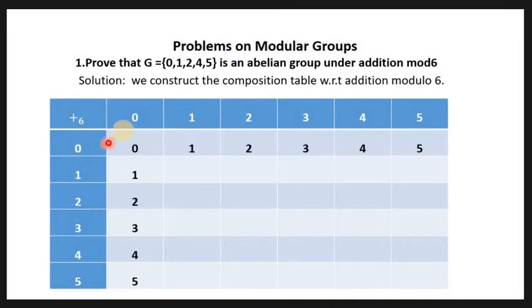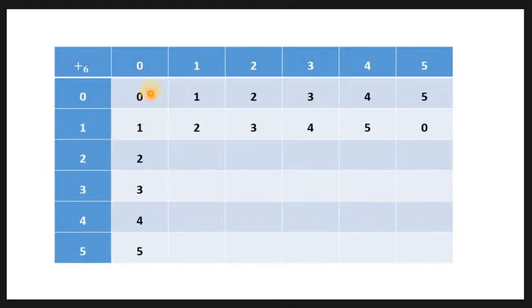Now 0 plus 0 is equal to 0. 0 plus 2 is 2. 0 plus 3 is 3. 0 plus 4 is 4. 0 plus 5 is 5. 1 plus 1 is equal to 2. 1 plus 2, 3. 1 plus 3 is 4. And 1 plus 4 is 5. 1 plus 5 is 6. 6 minus 6 is 0. So 6 is written as 0.